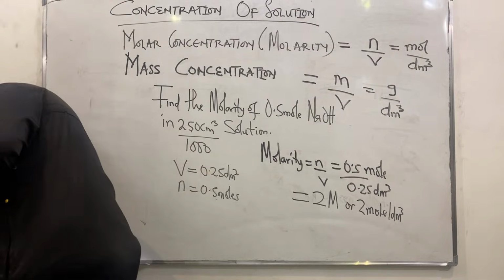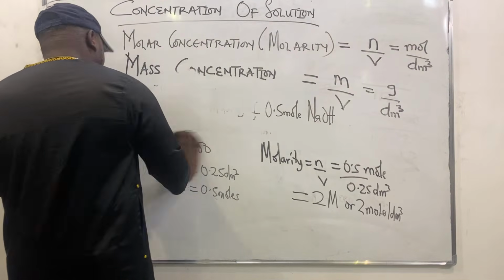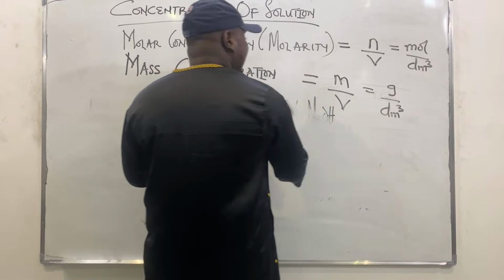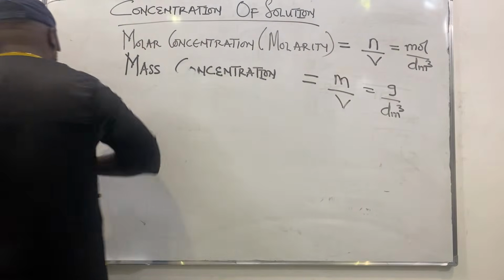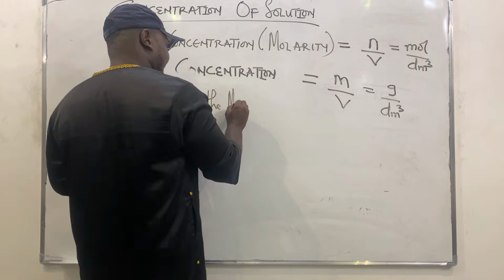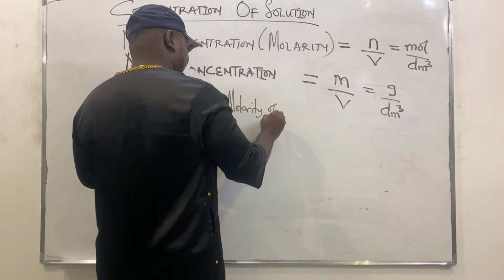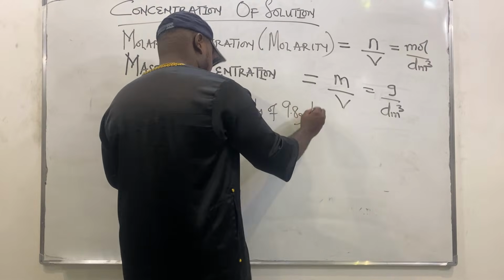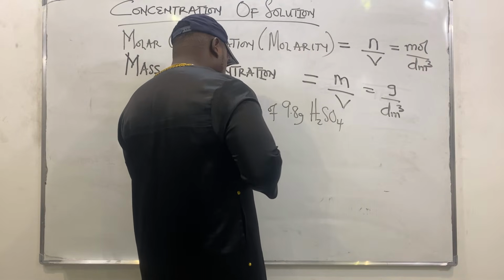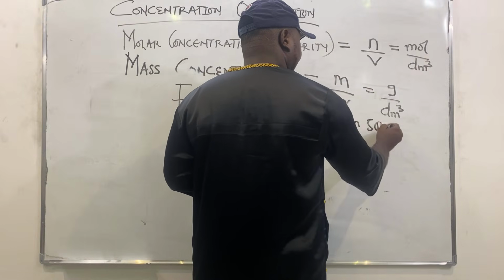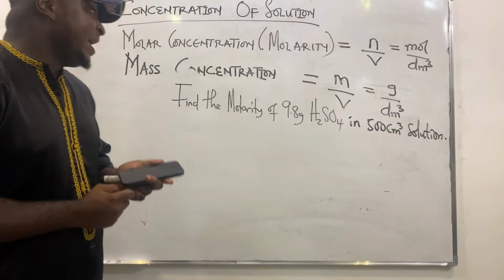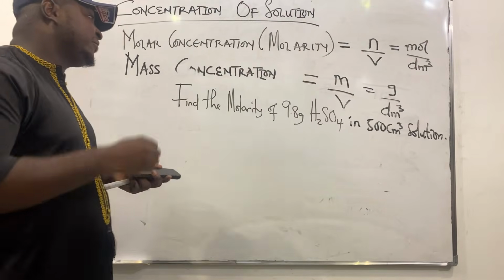Another question. This one is straightforward. Find the molarity of 9.8 gram H2SO4 in 500 cm cube solution.